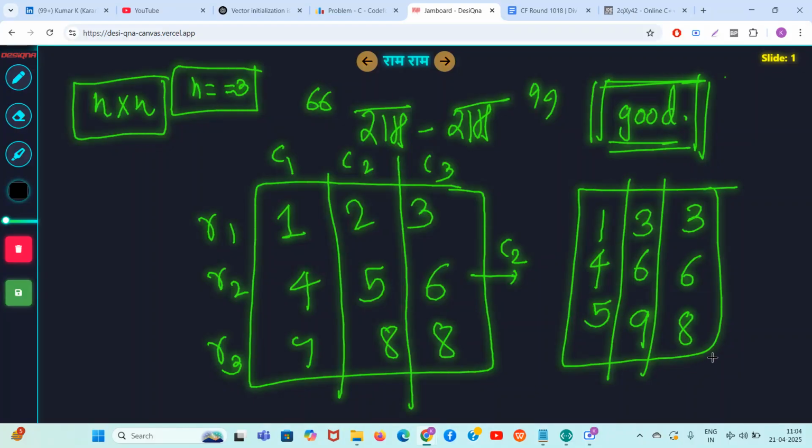Can you see the problem got partially solved? Can you see it, guys? See, 9 8. Earlier the two numbers were the same, now they have become different. So guys, what is the observation?